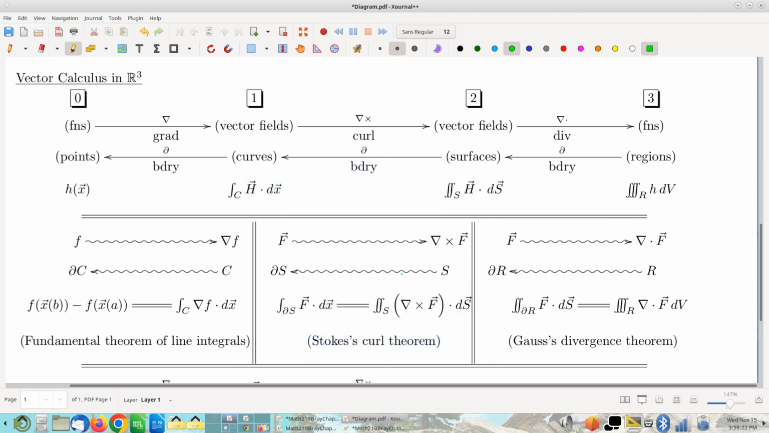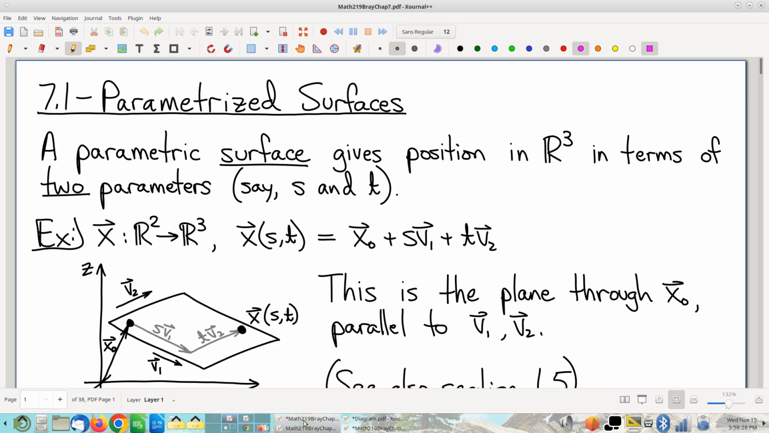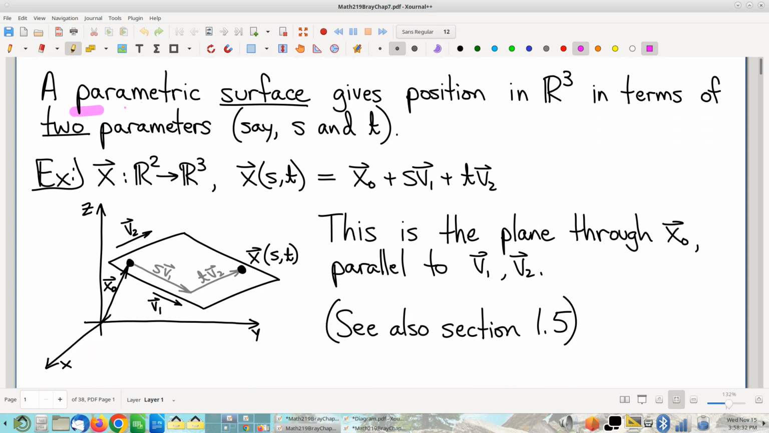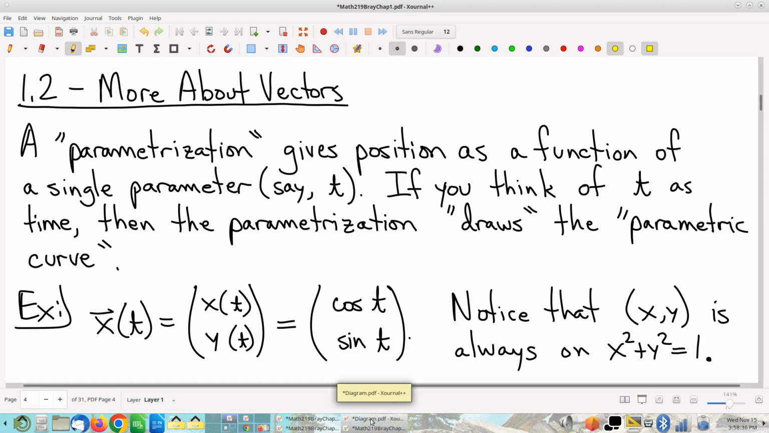Okay. All right, so now back to figuring out what surface integrals are. Okay, so we're going to go to the beginning of 7.1. I have to tell you what a parametric surface is. I'm going to do this by reminding you what a parametric curve is. This goes all the way back to early chapter 1, long ago, right? The good old days.